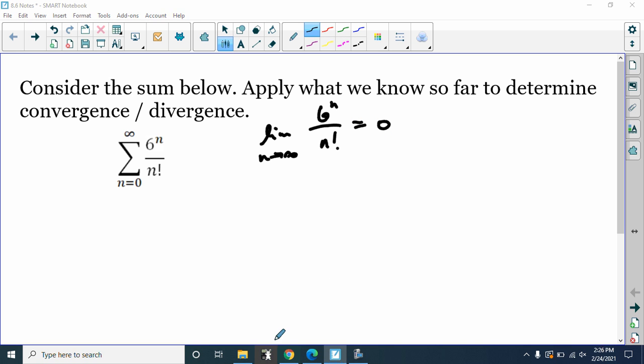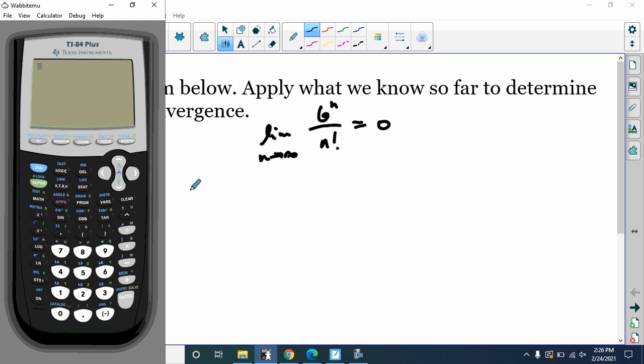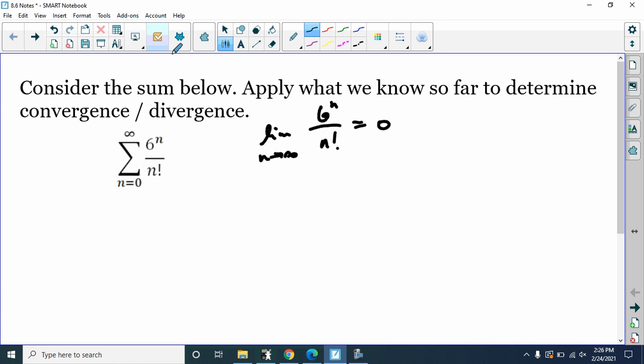Another way that you could check the sequence is if I plug in a bigger number like 17, 6 to the 17th divided by 17 factorial is indeed pretty close to 0. 6 to the 20th divided by 20 factorial should even be closer to 0, about 0.002. Notice this is getting infinitely close to 0.